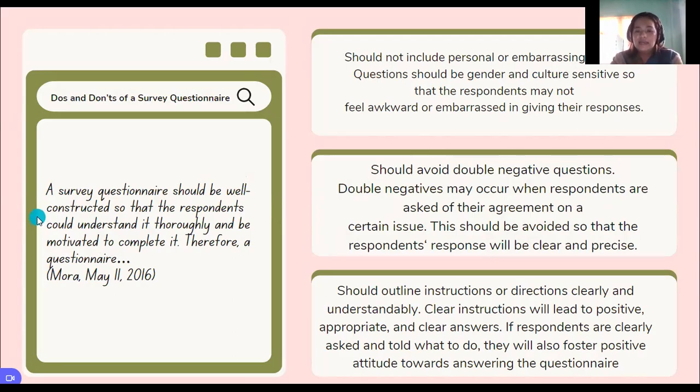Okay. And then, of course, a survey should outline instructions or directions clearly and understandably. Clear instructions would lead to positive, appropriate, and clear answers. If respondents are clearly asked and told what to do, they will also foster a positive attitude towards answering your questionnaire. So if there is clarity, if they're able to understand from the first reading, then the respondent will be able to answer it correctly and on time.